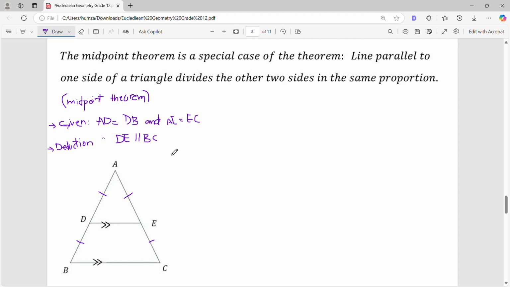And we can say BC is twice DE, and we can also write this as half of BC is equal to DE, and we can say that this is the midpoint theorem.